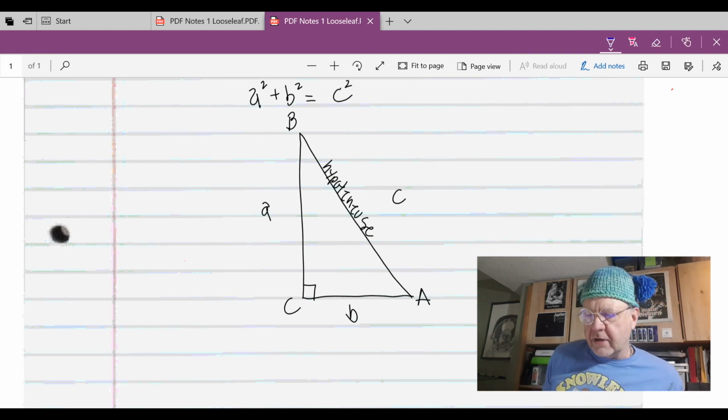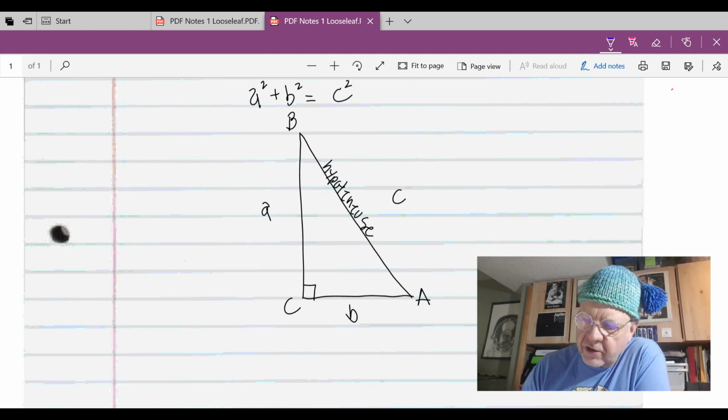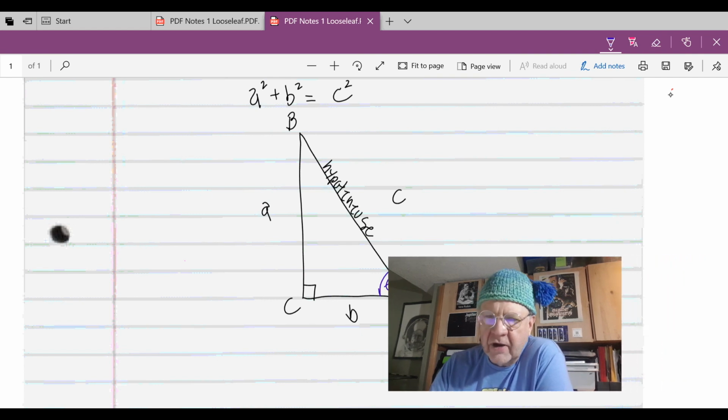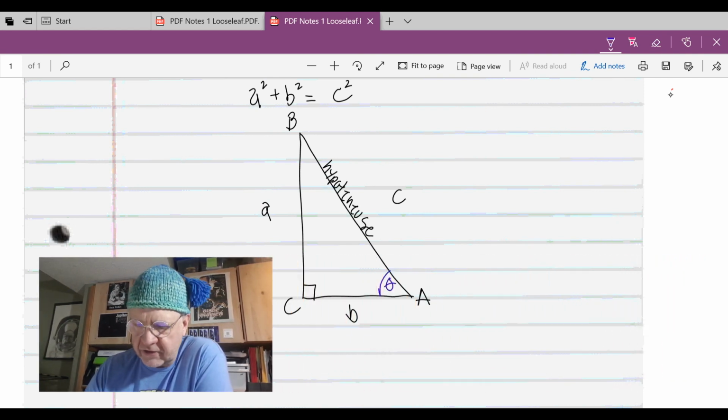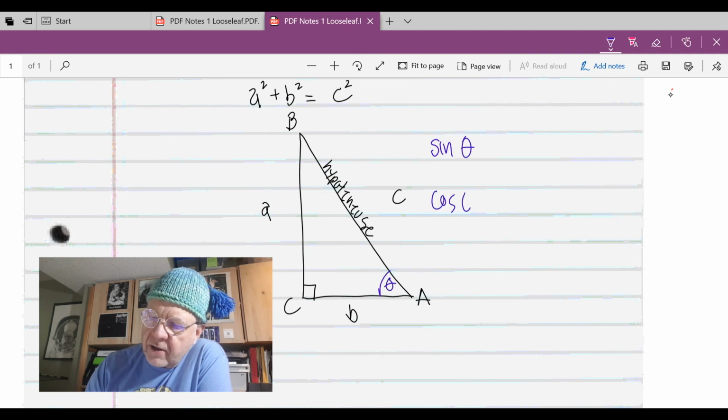Now, beginning last year, we started adding to this picture you have of right angle triangles. We chose an angle, we called it an angle of interest, and then we started changing names on you. We started using these Greek symbols, in this case theta, for the primary angle of interest in a right angle triangle when working with trigonometry. And then we introduced the idea of trigonometric functions: the sine function, the cosine function, and the tangent function.